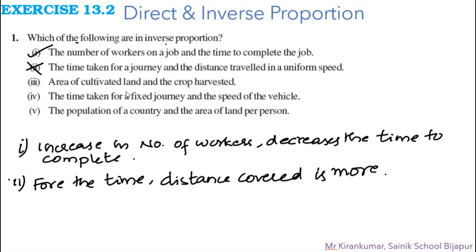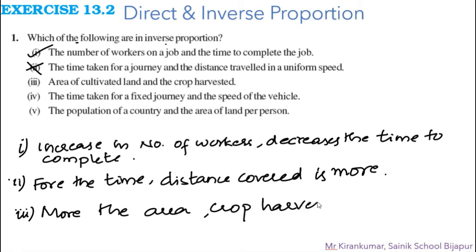Third one, area of cultivated land and the crop harvested. If you consider more area, more crop will be harvested. More the area, crop harvested is more. So it means that this particular thing is also not an inverse proportion. It will become a direct proportion.